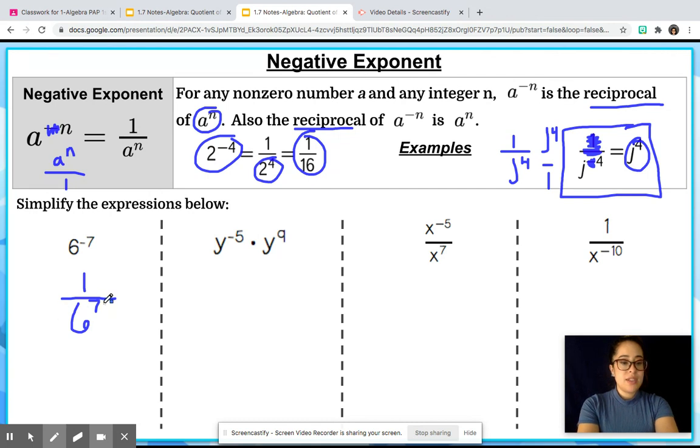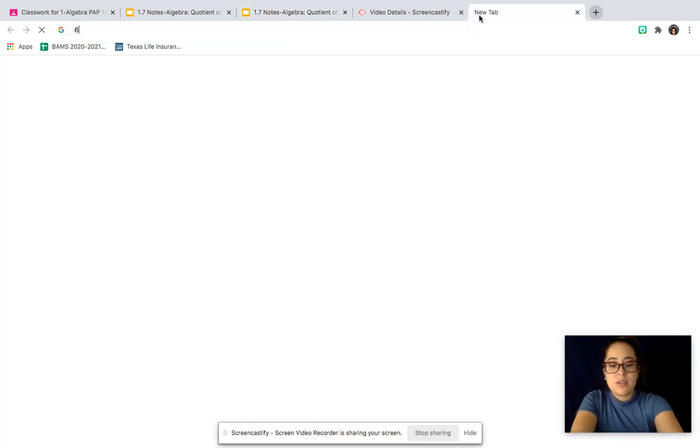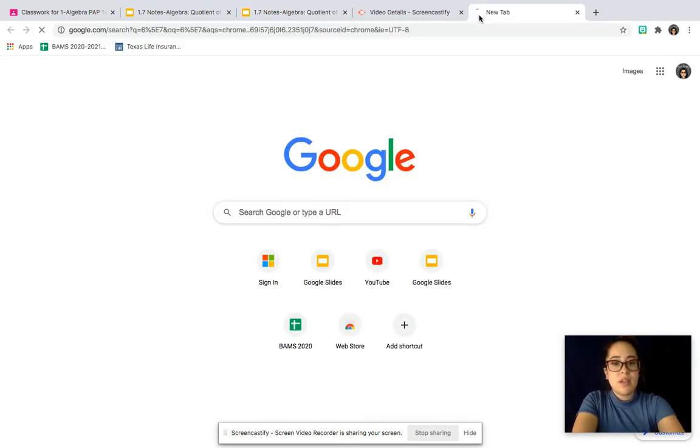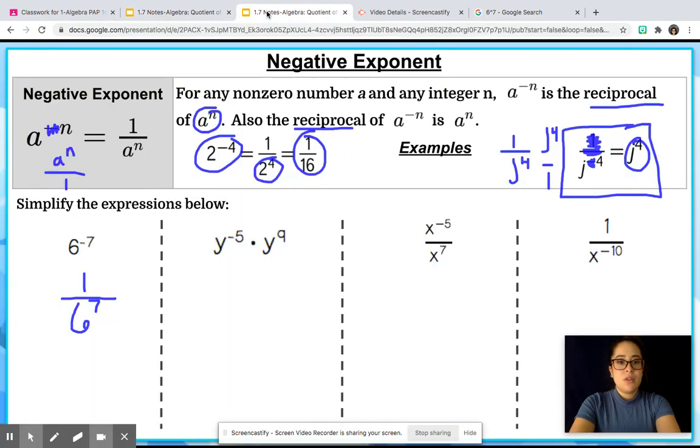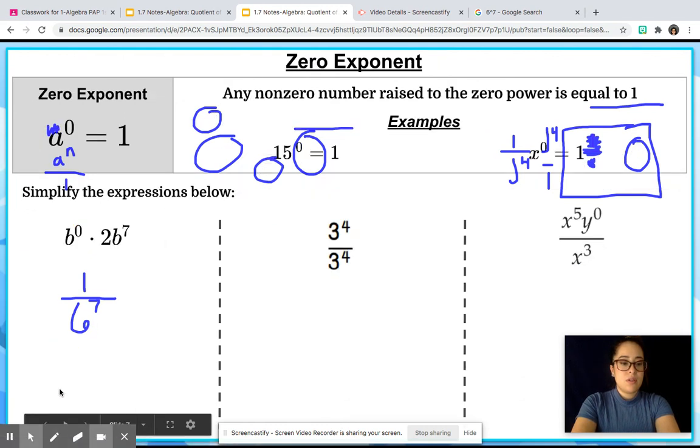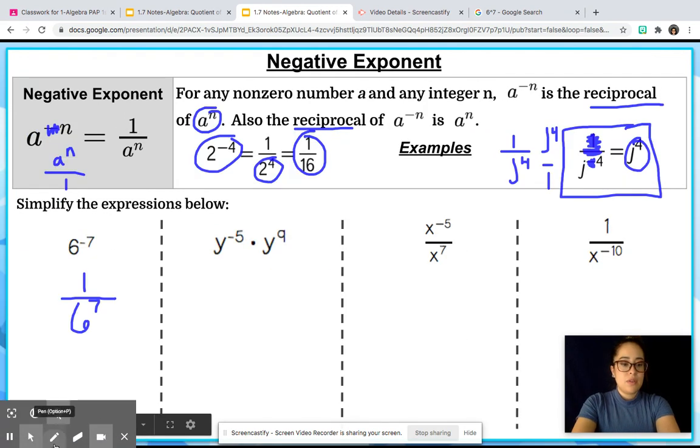Now, for 6 raised to the 7, I can use my calculator to get the value. In fact, I'm just going to use my Google search. So 6 raised to the 7 is this big old number: 279936. Oops, sorry.